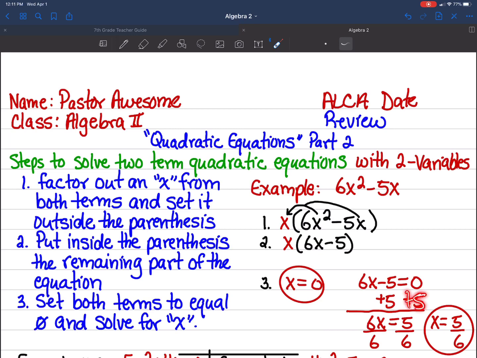Add 5 on the other side of the equation. And then I'm left with 6x is equal to 5 divided by 6, and x is equal to 5 over 6. And voila, that is my answer. Oui. All right. So this is very easy stuff.